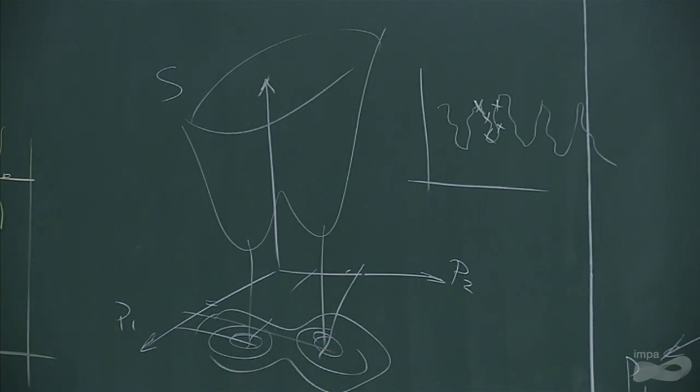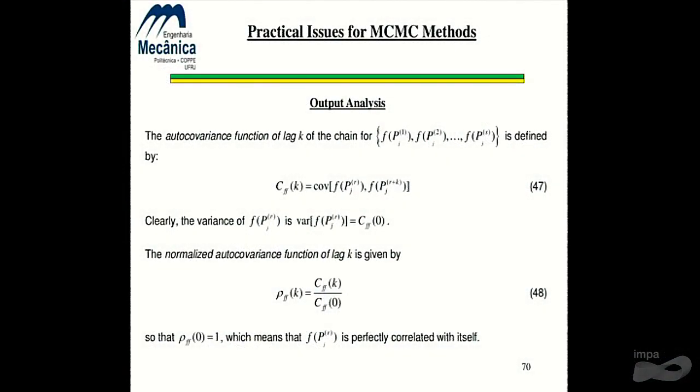So you're trying to find the correlation between all the points in the chain, okay? And of course, this should go to 0 somewhere. If these states are uncorrelated, at some point they really become uncorrelated, and this should go to 0.